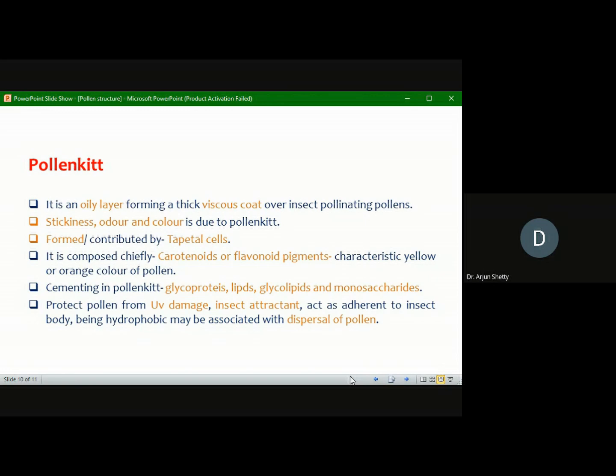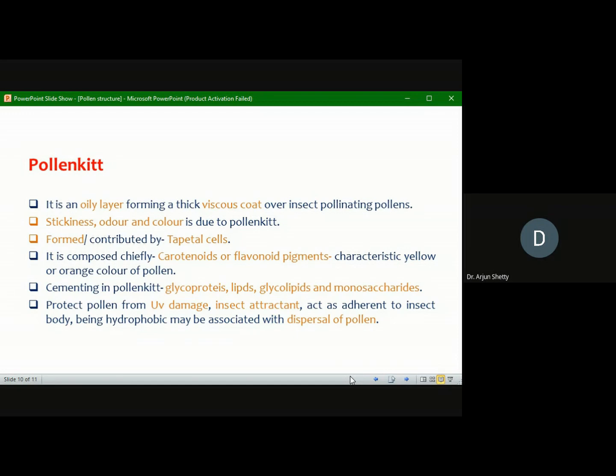Fine. Like the flavonoid smell you get from tea, that is the flavonoid, because it is flavonoid rich and antioxidant rich. The carotenoids as well as the flavonoids are the chief compounds, I mean, they are only two compounds. The major components of the pollen kit are the carotenoids and the flavonoids, and that is what gives the characteristic yellow or orange color of the pollen grain.